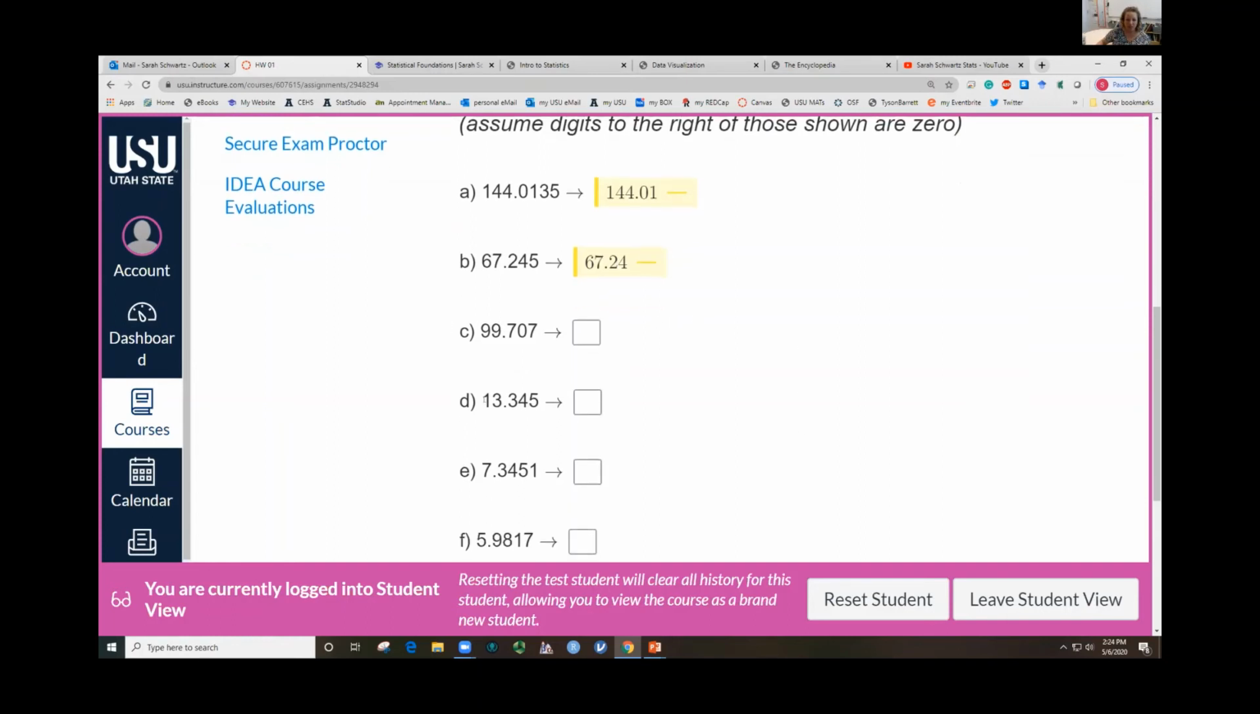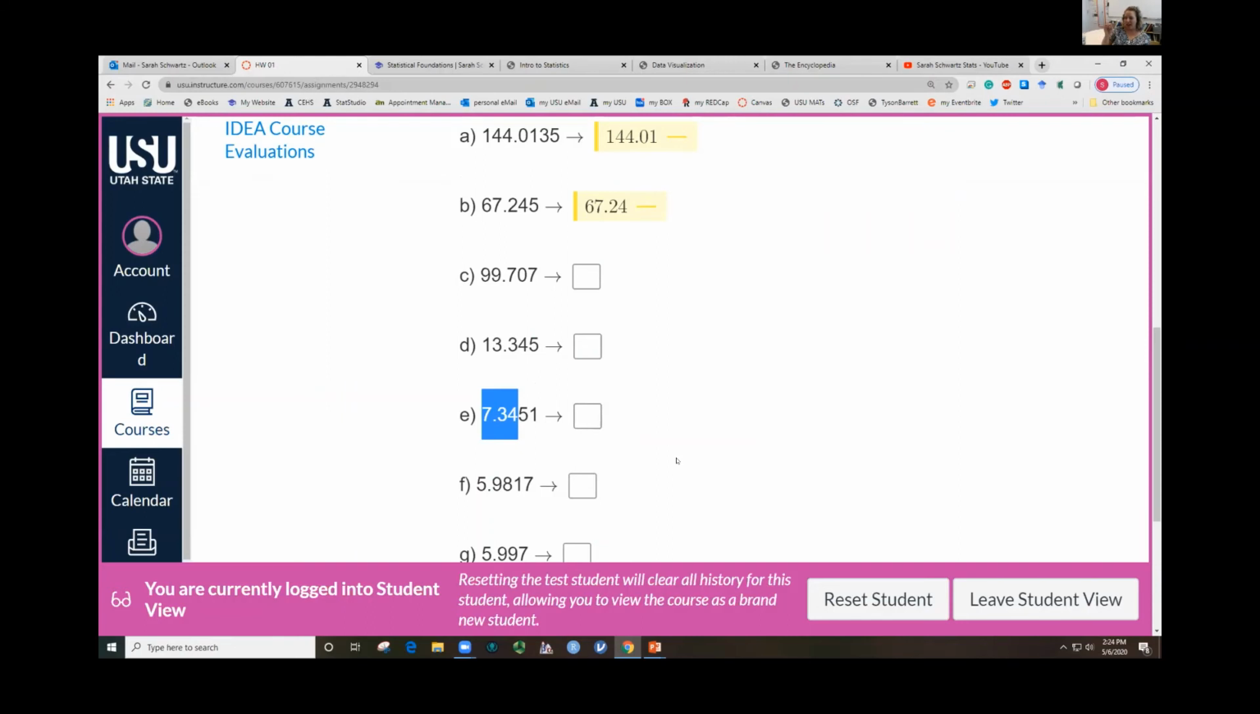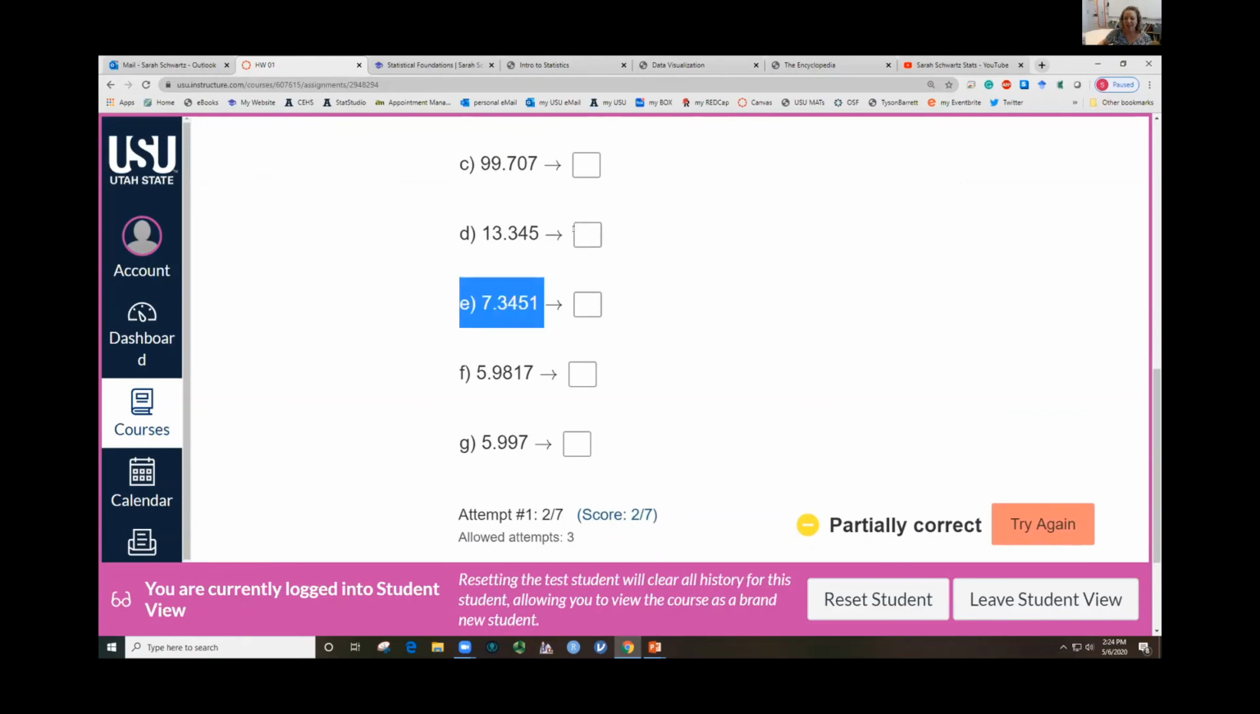So let's do another one. What about this one, E? We're going to cut it off at the 4. We look after the 4 comes a 5, but it's not just 5. So we go ahead and round it up. Oh, it won't let you type in because you have to push the try again button.